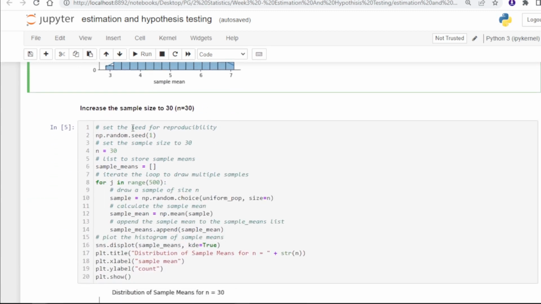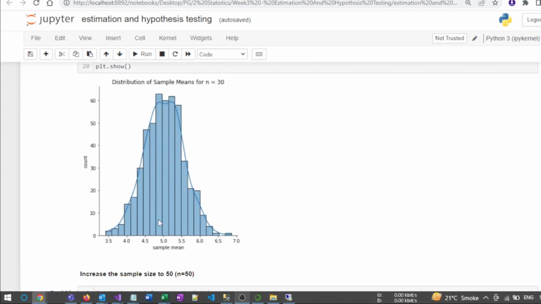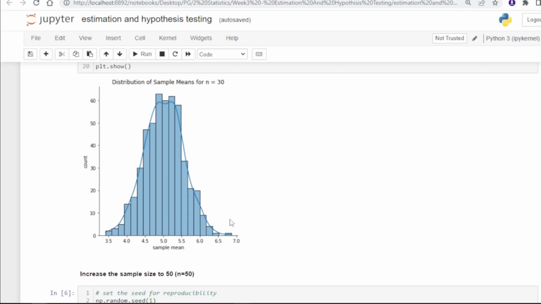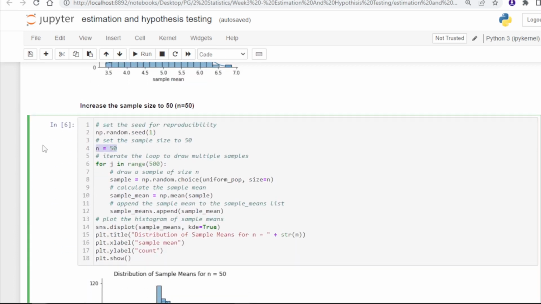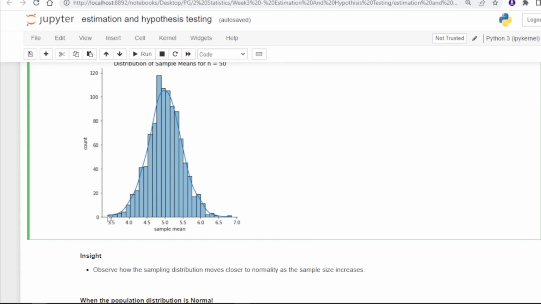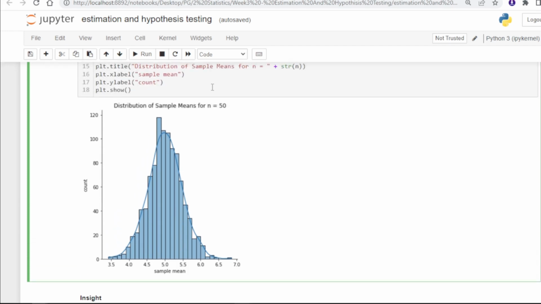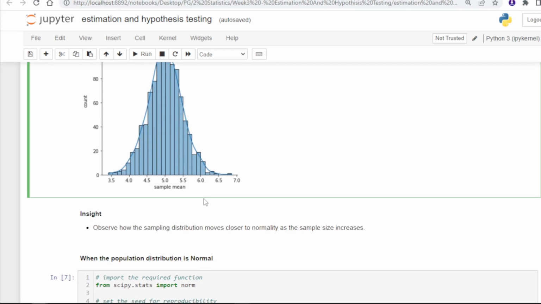If we increase that to 30, so n will become 30. So here the curve approximates the condition for our distribution, but it should be slightly different. Again, if we increase the size to 50, n will become 50. Now you can see how the sample distribution moves closer to normal. It gets slightly closer to normal as the sample size keeps increasing. So only if the size is increased do we get that normality.